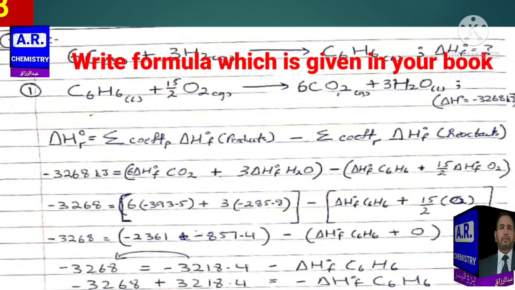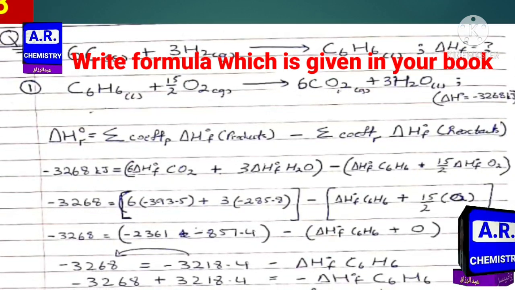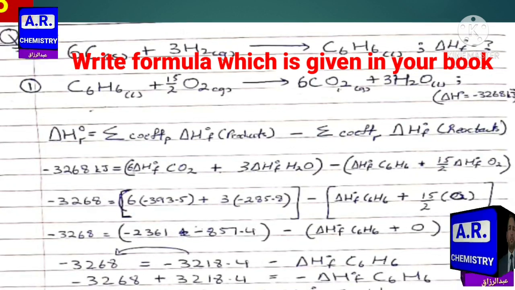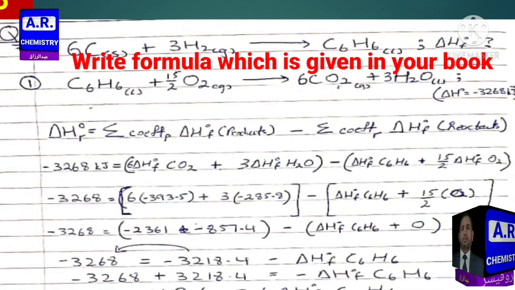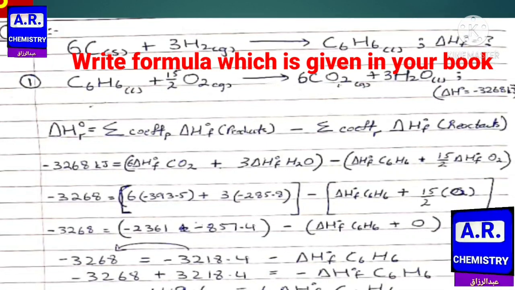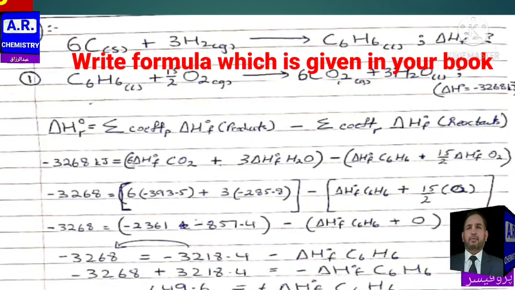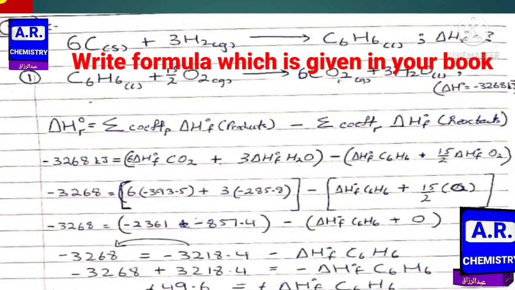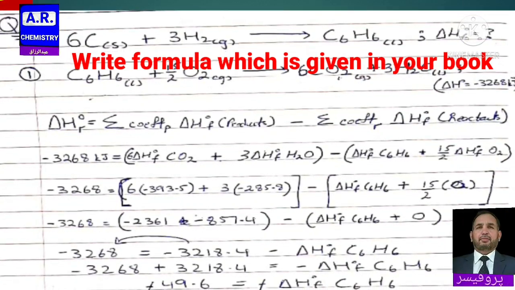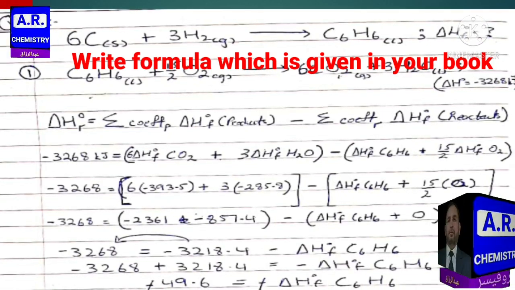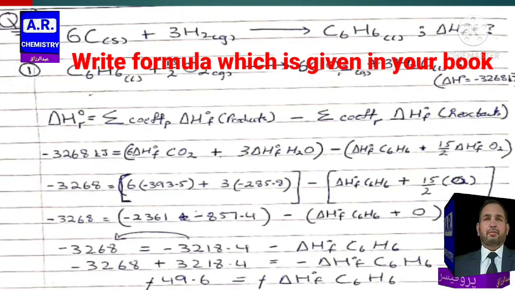Now write the formula in order to solve this question, which is given in your textbook. That formula is: standard enthalpy of reaction, delta H naught r, is equal to the sum of enthalpies of formation of products multiplied with their respective coefficients, minus the sum of enthalpies of formation of reactants multiplied with their respective coefficients.